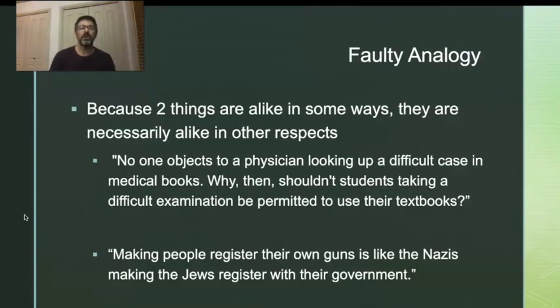Next one then is a faulty analogy. This is one where you're going to compare two things and say, because they are alike in this way, they must be alike in every other way. So this could be all kinds of things. There's an example I gave here: no one objects to a physician looking up difficulties in medical books. The similarity of those two is you are both trying to solve a problem, and books exist which you could refer to. But the analogy falls apart after that.